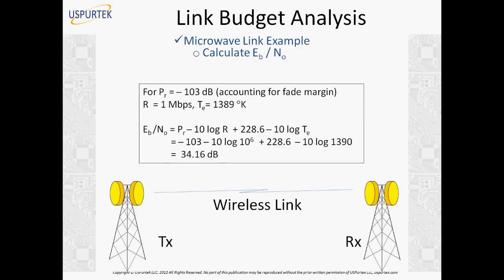So now here, this is a practical example. Let's say that in our previous example of link budget analysis, we had a receive power level accounting for fade margin of minus 103 dB. Now let's say we have a data rate of 1 megabit per second and an equivalent noise temperature of 1389 degrees K. So Eb/N0 comes to be 34.16 dB here, right? Very straightforward calculation. You can use a calculator for the logs also here, but very straightforward.